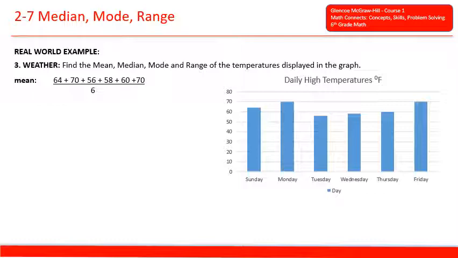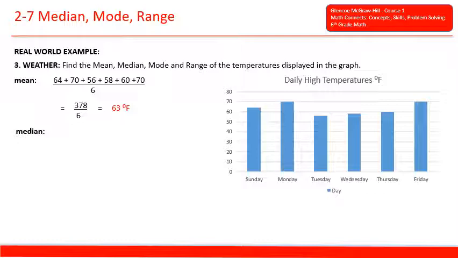And then there are 6 pieces of data. Notice that Saturday is missing, so we'll add those up and divide it by 6. So it's 378 divided by 6, and so our mean high temperature is 63 degrees Fahrenheit.